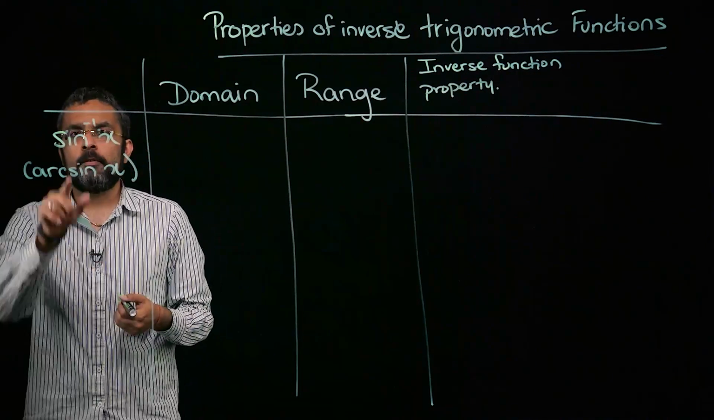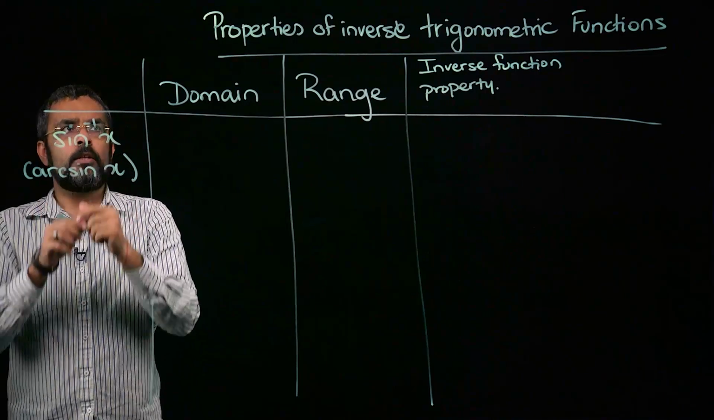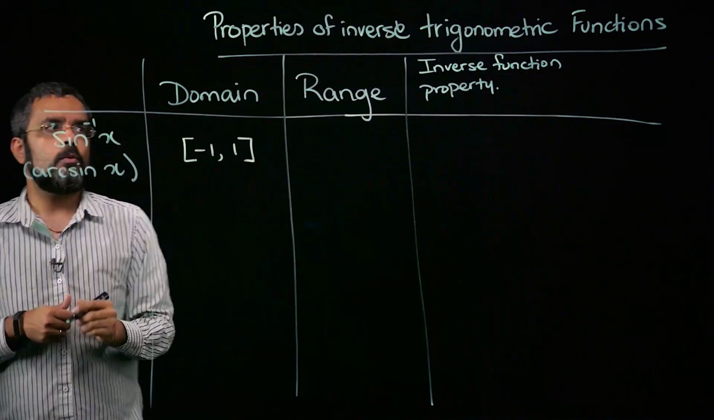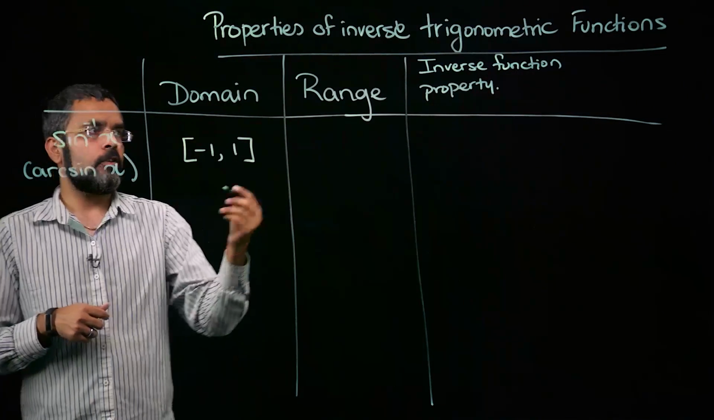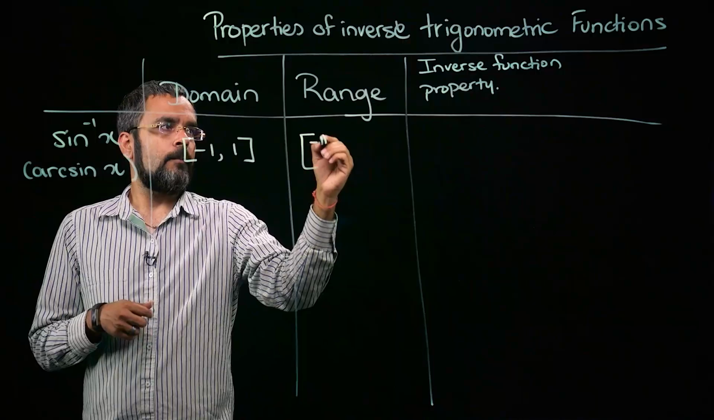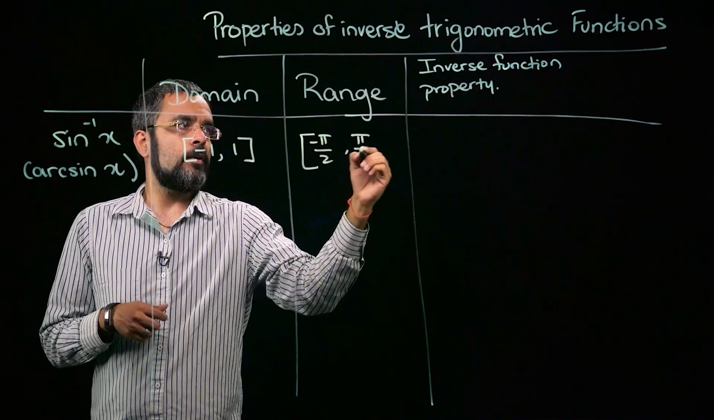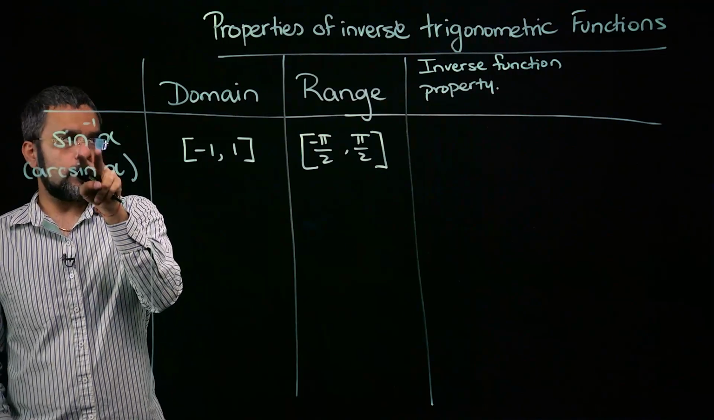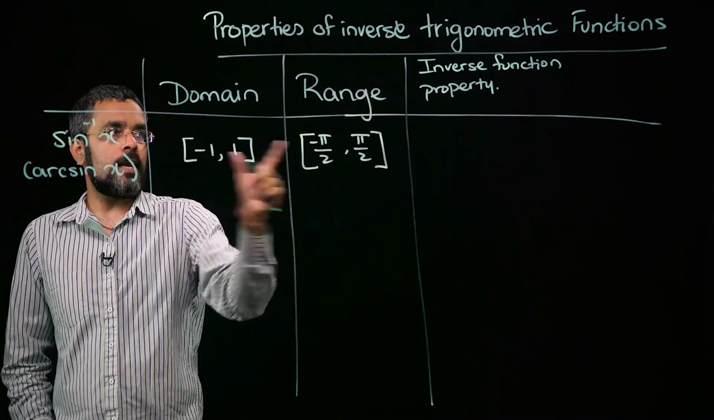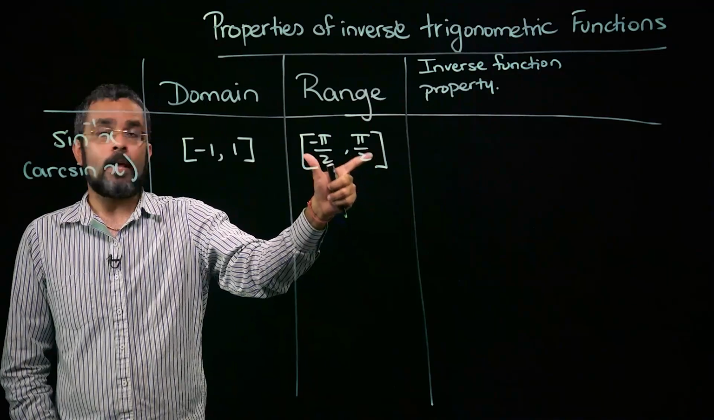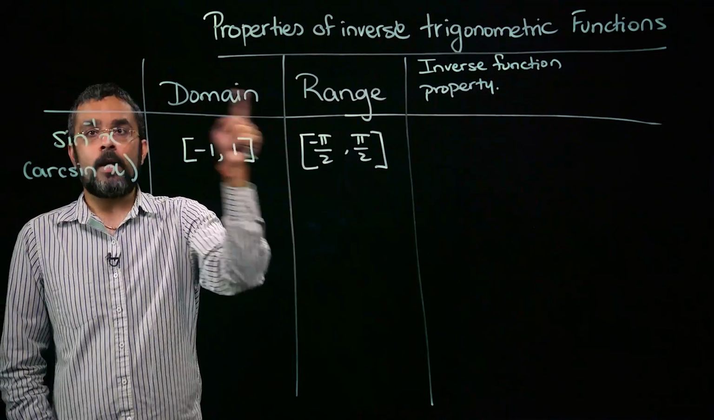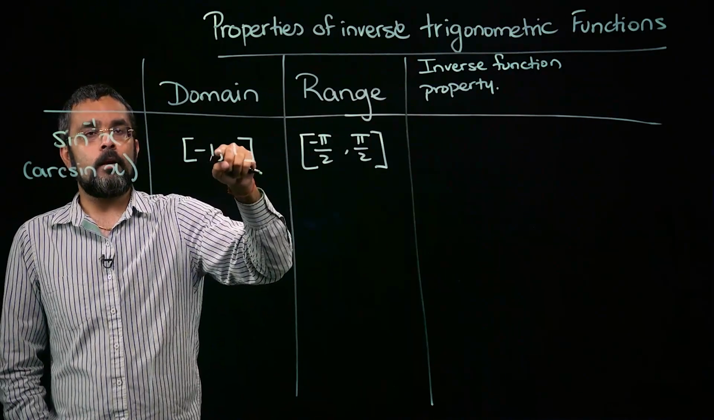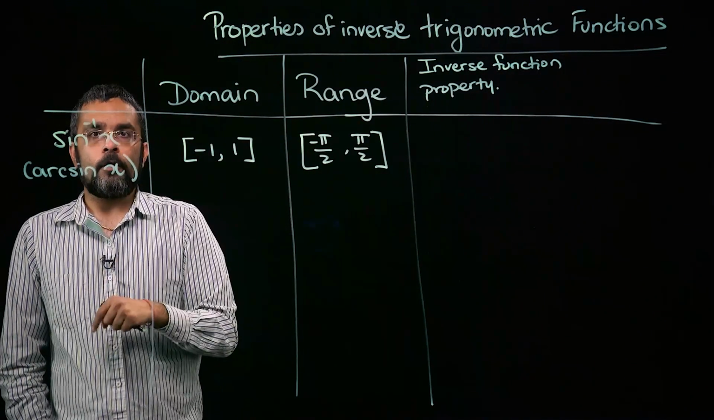So sine inverse of x. What is the domain of sine inverse of x? Well, that was -1 to 1, and the range of that function was -π/2 to π/2. If you look at the inverse function, sine x, we know sine x was restricted to -π/2 to π/2, that was the domain. So now this becomes the range for the inverse function, and the range of the sine function, which is -1 to 1, becomes the domain for this function.